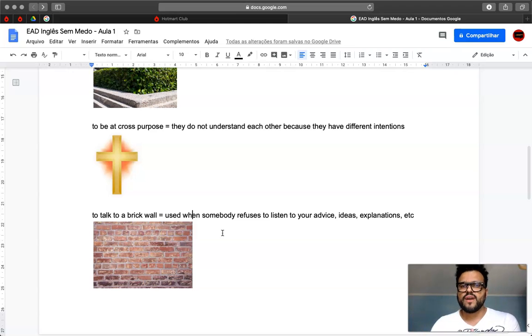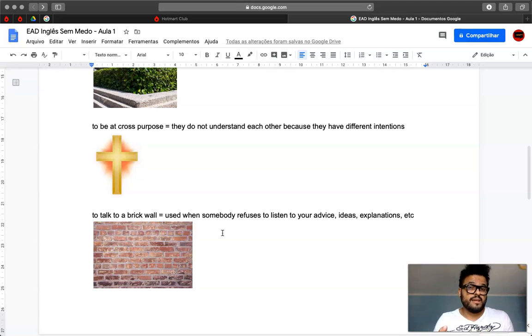You have a good friend and your friend is making the same mistake all the time. You try to talk to him, you try to talk to her, you try to give good suggestions, but your friend won't listen. So your friend is a brick wall. That person doesn't listen to you, isn't open to your suggestions. Or even your boss. Imagine your boss has a very firm opinion about something. You try to convince him, you show reports, numbers, graphics and everything, but your boss says, no, that's my opinion, I'm going to stick with it.